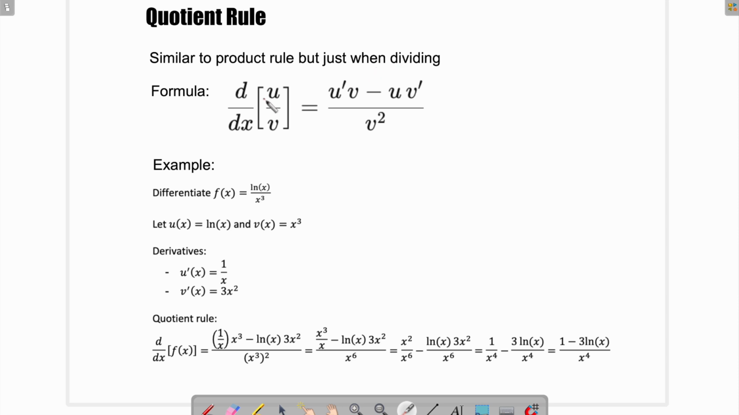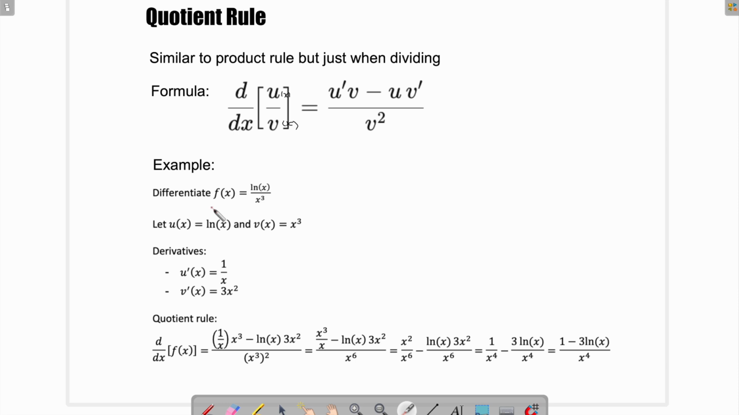So let's look at the formula here. We have d over dx, so once again, differentiating with respect to x of the function u of x over v of x. So just the two functions once again. And simply we find the first derivative of u times the initial function of v, minus the initial function of u times the first derivative of v, all over v squared. Remember, we have to square this.